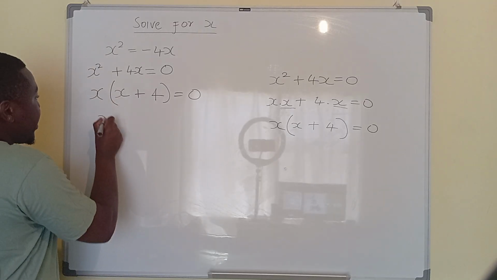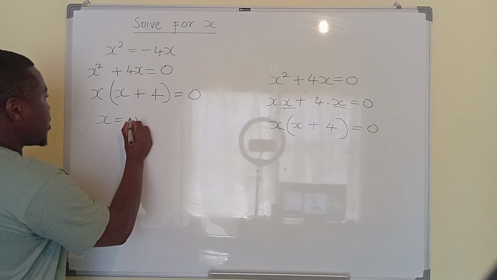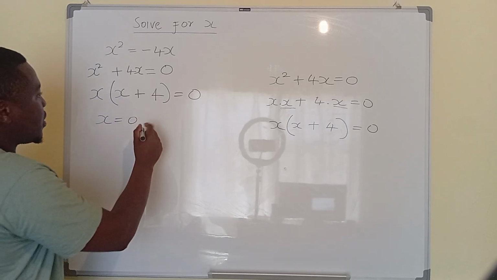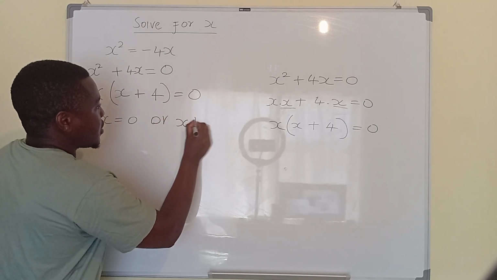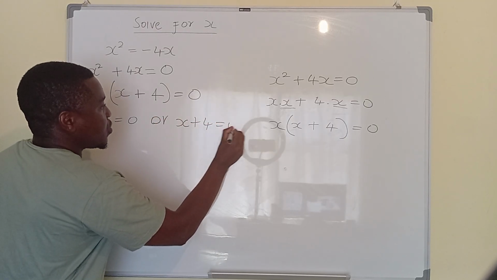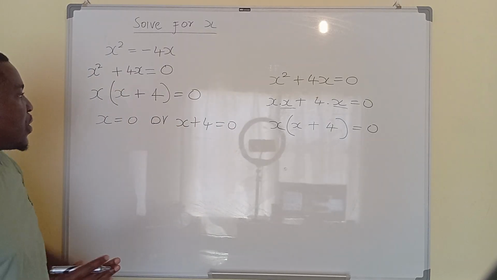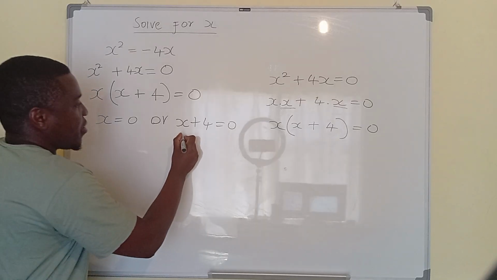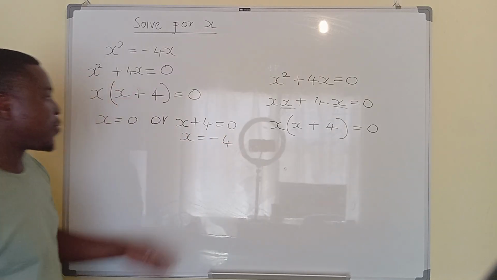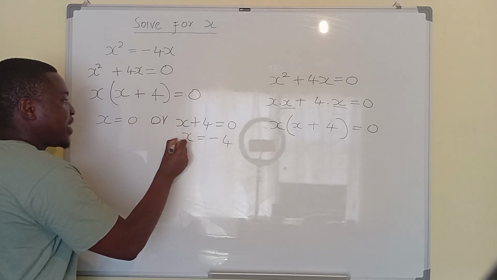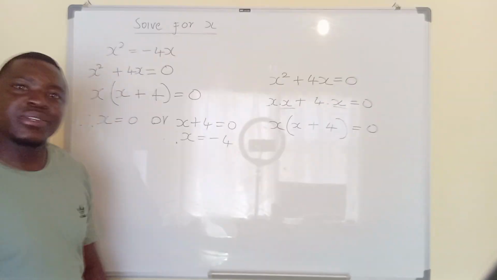We just go like this: x is equal to 0. This x will be equal to 0, and then we'll be left with x plus 4 is equal to 0. If we are solving this equation, our x will be what? Minus 4, negative 4. So again guys, these are our answers.